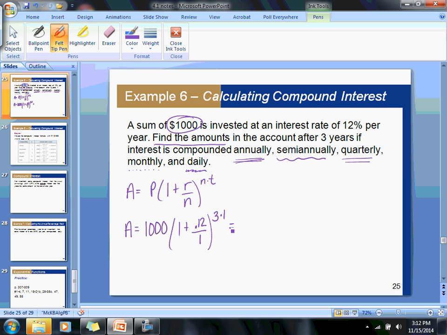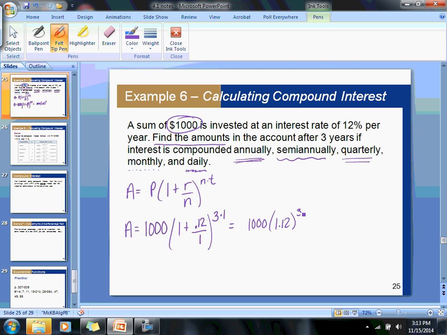Okay. And I'll show you the answer in a moment because it's in the table on the other slide. But this is just a calculator problem now. When you plug this into your calculator, you want to do the 0.12 and divide it by, in this case, 1. So that doesn't change it. And then add the 1 to it. Okay, so you'll have the 1,000 and then the 1.12 to the 3.